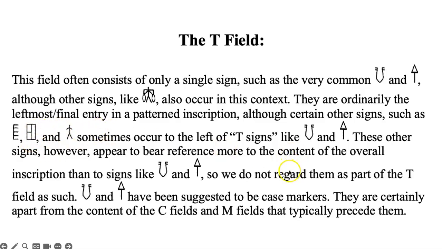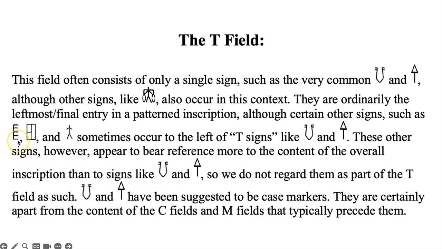So there's some additional structure, but it's peripheral enough that we're not going to deal with it right now at this level of analysis. These other signs appear to bear reference more to the content of the overall inscription than to signs like these two. Okay, so we don't regard them as part of the T field as such. And I would add that this sign here that looks like a comb is only found in inscriptions from Harappa. It's not found in inscriptions from Mohenjo-Daro. So that's another interesting fact.